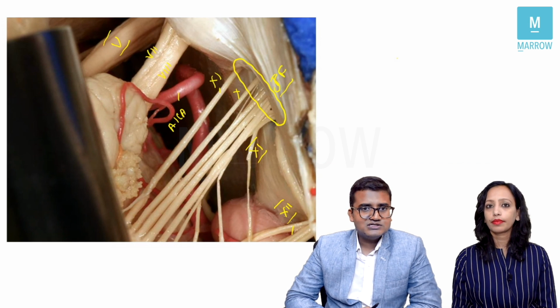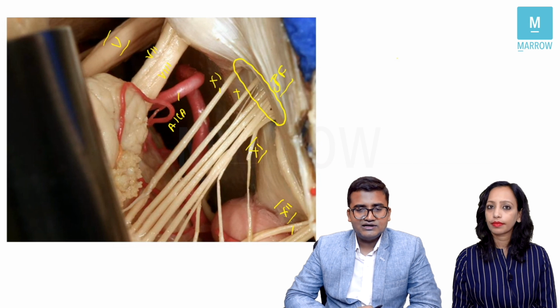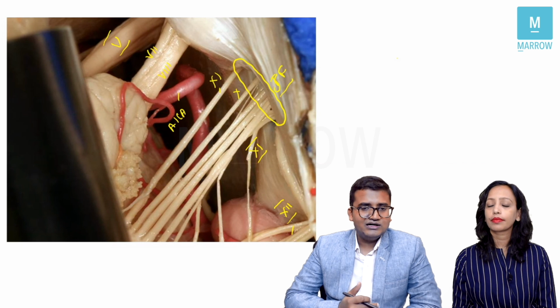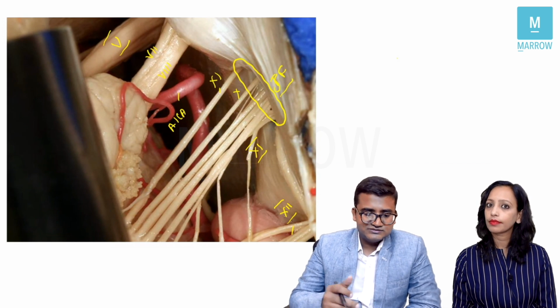So what are the contents of the CP angle? Number one, flocculus of the cerebellum. What are the arteries you see here? Anterior inferior cerebellar artery, posterior inferior cerebellar artery, sometimes the superior cerebellar artery, and the labyrinthine artery. These are present here. Now, what are the nerves present from above downwards? Number 1, trigeminal nerve. Number 2, abducent nerve, and then facial nerve, vestibulocochlear nerve, 8th nerve, glossopharyngeal nerve, vagus nerve, accessory nerve, and the 12th nerve.